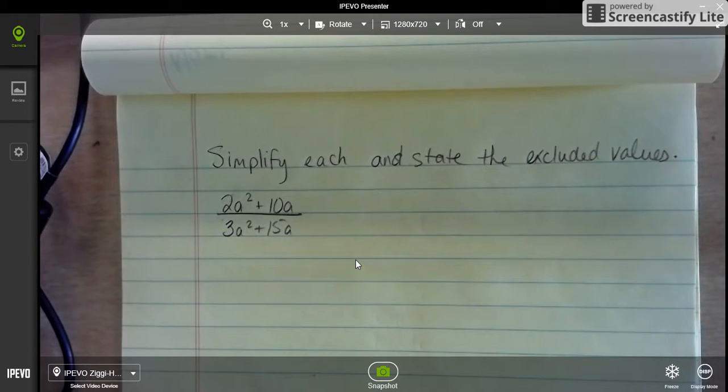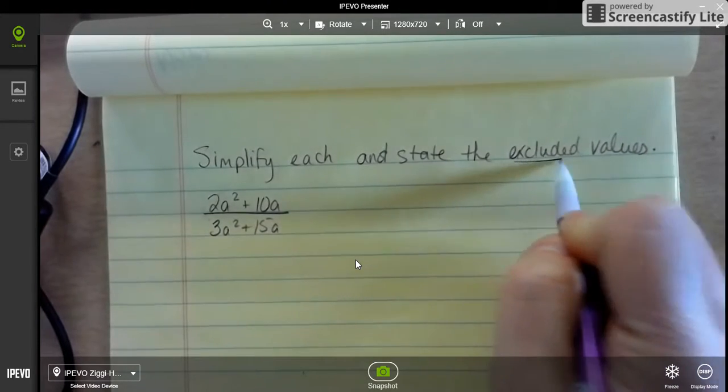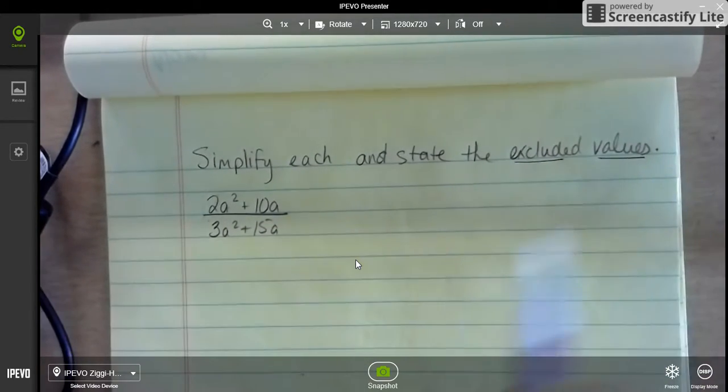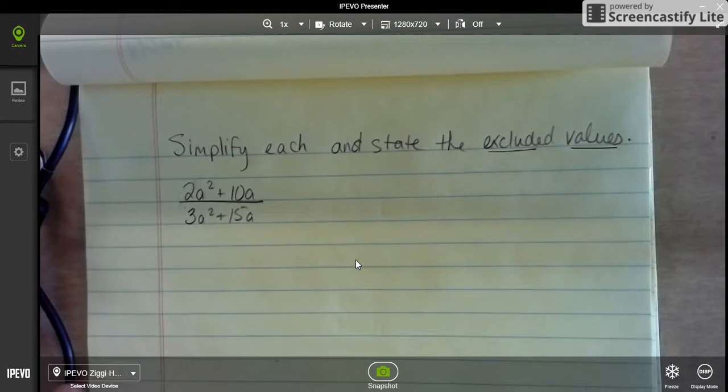Okay, today we're going to work on a couple things. I'm going to start by simplifying, and I want to talk about this excluded values piece. Okay, so we're going to simplify each and state the excluded values. So what does that mean when you see this? What are we going to start with?